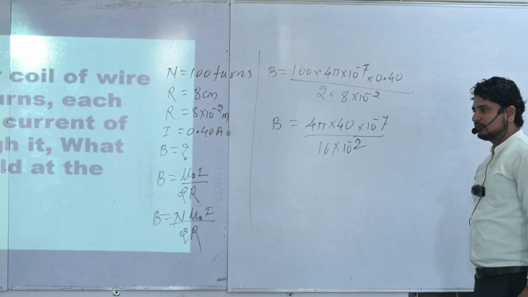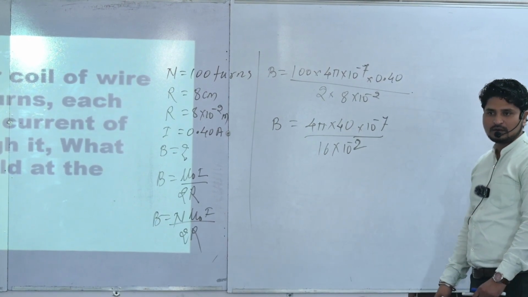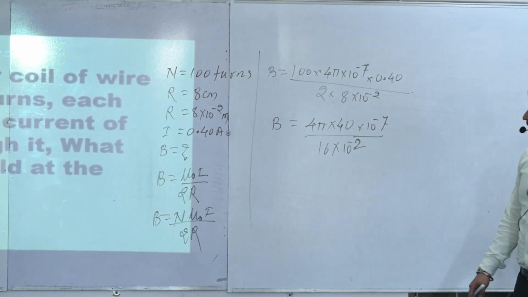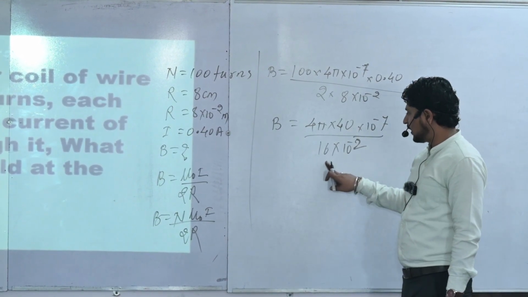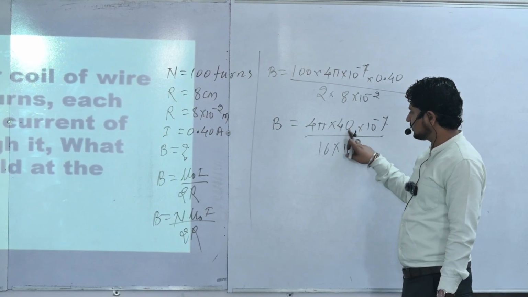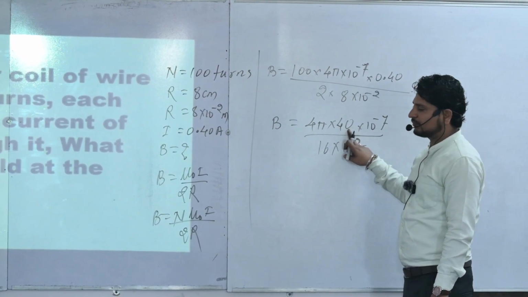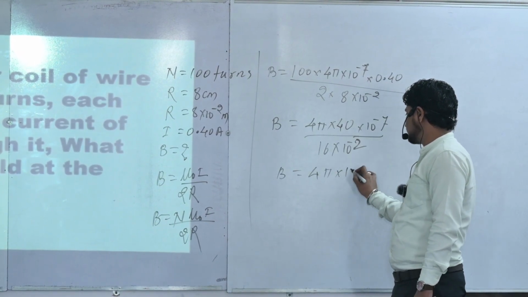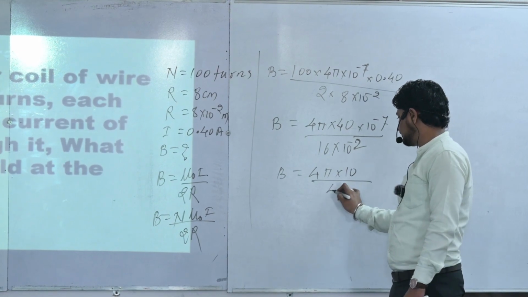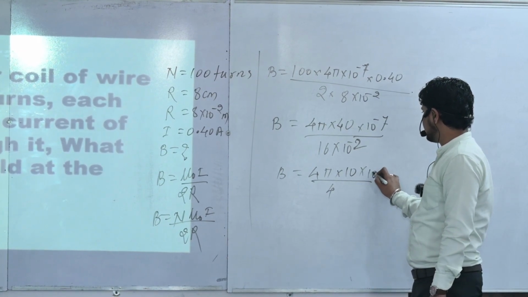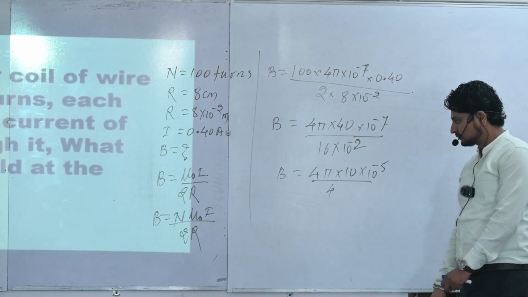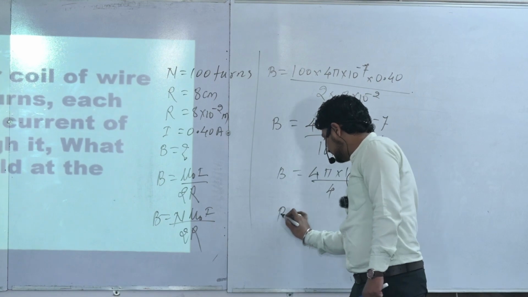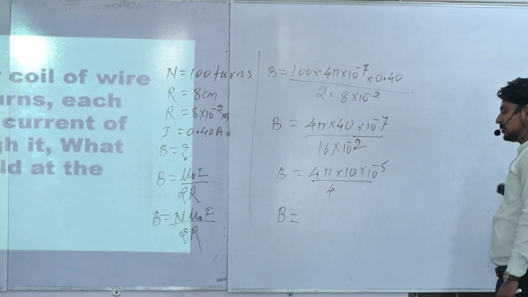B is 8, 10, 4, over 5. This is B is 8, this is 4, then 10. And then here is B 4 pi into 10. और यहाँ आ गया 4 और यहाँ आ गया 10 to the power minus 5. ठीक है, तो फाइनल कितना आ गया यहाँ B? So B is equal to, so what is the final answer?